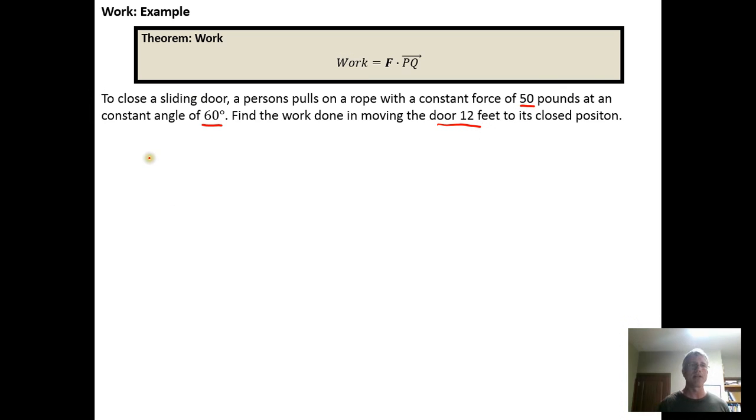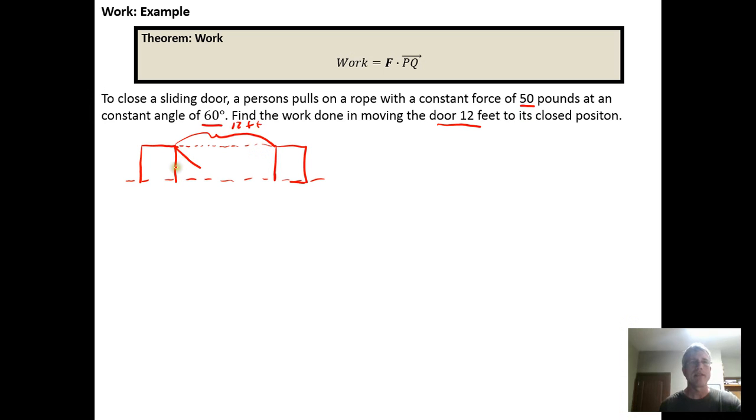So I can kind of think of it this way. Here's the ground. The door sits here, and we've got a person down here pulling on a rope to close the door, and the door is going to move along into its closed position, and it's going to be traveling through a distance of 12 feet on its way to being closed.